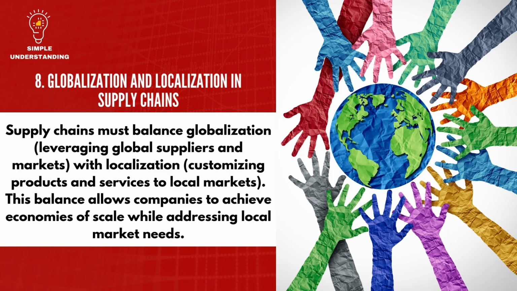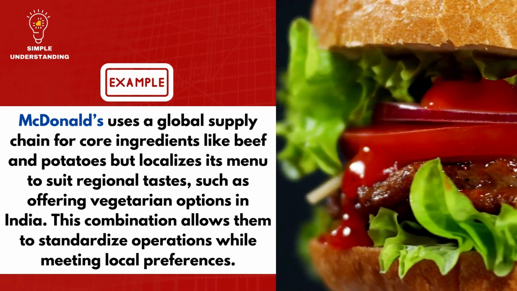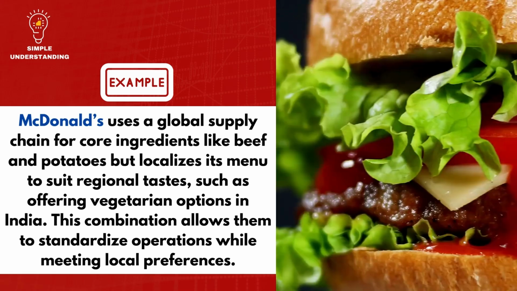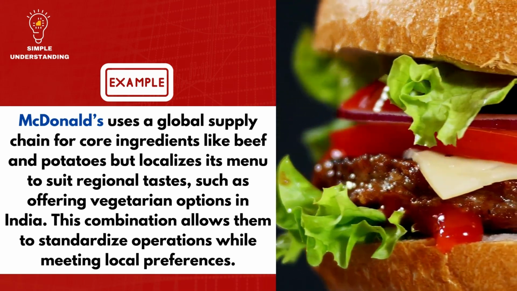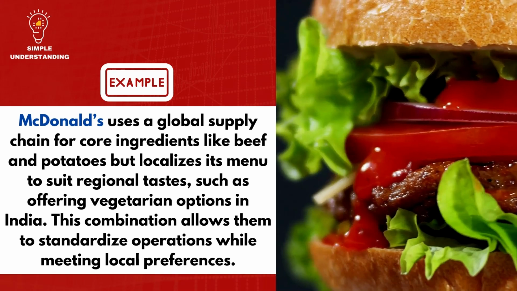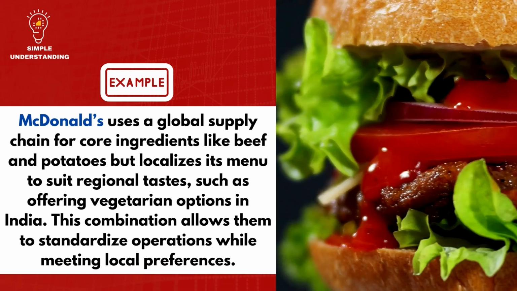Explanation: Supply chains must balance globalization, leveraging global suppliers and markets, with localization, customizing products and services to local markets. This balance allows companies to achieve economies of scale while addressing local market needs. Example: McDonald's uses a global supply chain for core ingredients like beef and potatoes, but localizes its menu to suit regional tastes, such as offering vegetarian options in India. This combination allows them to standardize operations while meeting local preferences.